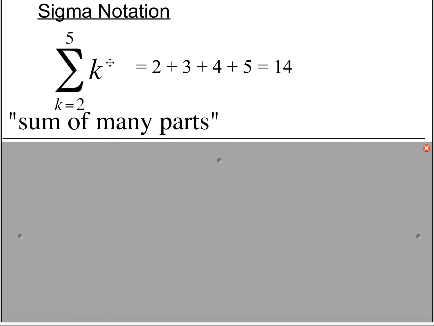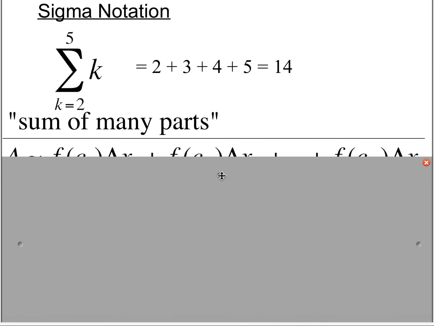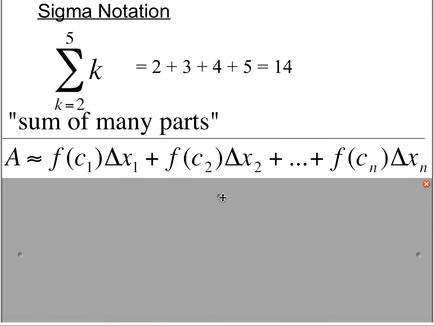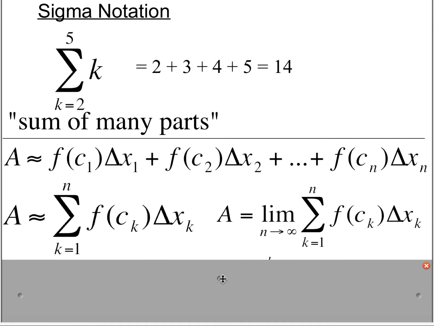If this had been k squared, I would add 2 squared plus 3 squared plus 4 squared plus 5 squared to get my value. What this has to do with Riemann sums is it's getting into our notation. As I said before, the area is just the height of your rectangle times your width, and you add them for all the different rectangles. We can convert this into sigma notation.